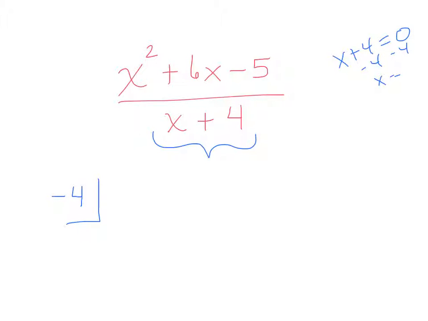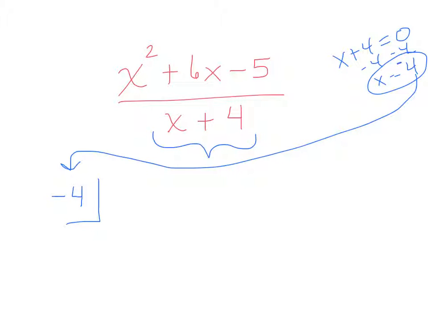Take your denominator, set it equal to 0 and solve, and that will tell you what number you're going to have as your factor here. Next to it, you're going to have just the coefficients, the numbers in front of your terms. The number in front of x squared is 1, then positive 6, then negative 5. So I've taken the x's out.